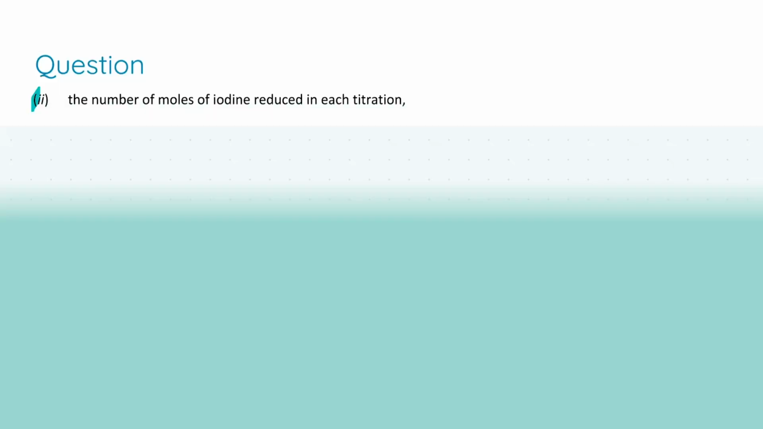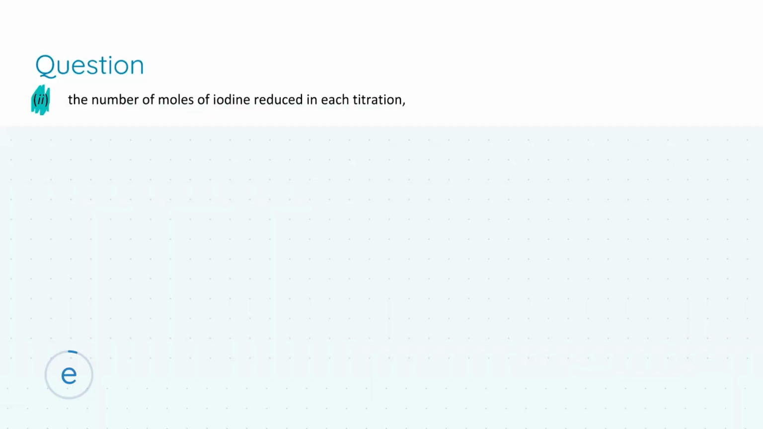In part 2, we are asked to find the number of moles of iodine reduced in each titration. So this is yet again another volumetric analysis question, but this one is much simpler. Once you get the hang of them, they can come up quite often, and once you've done a few, it's really easy because it is literally a one-liner in terms of maths. But yeah, let's get straight into it.